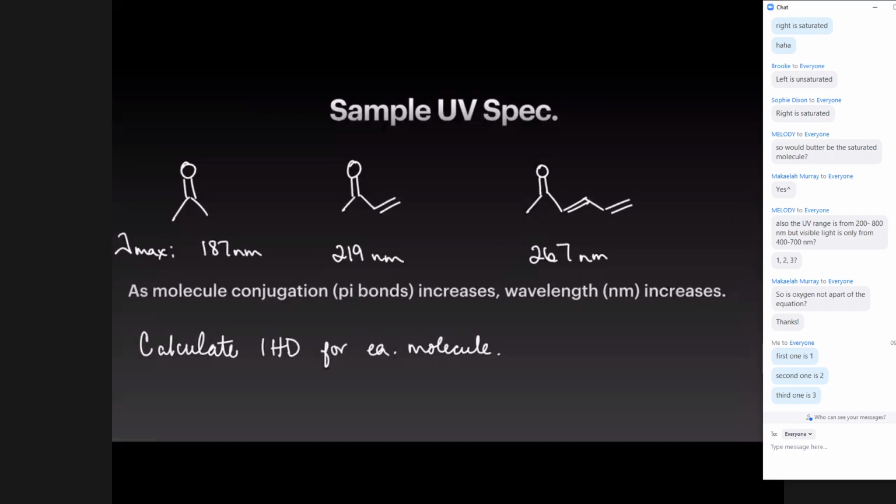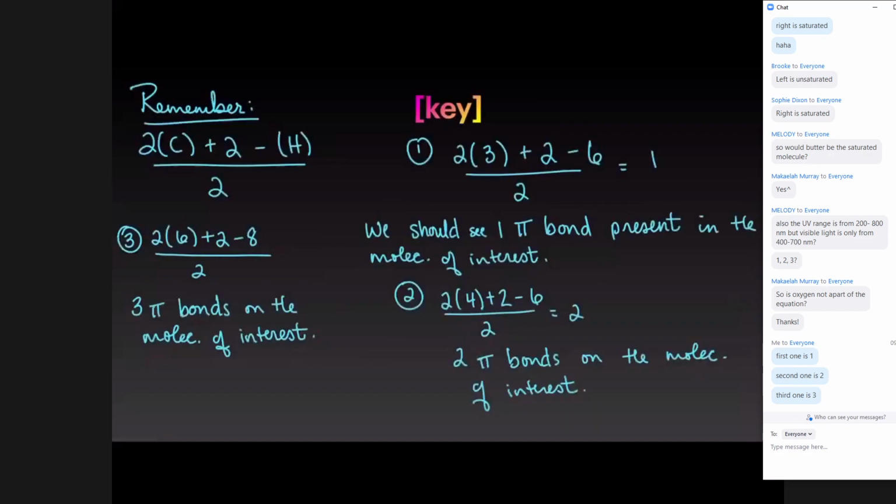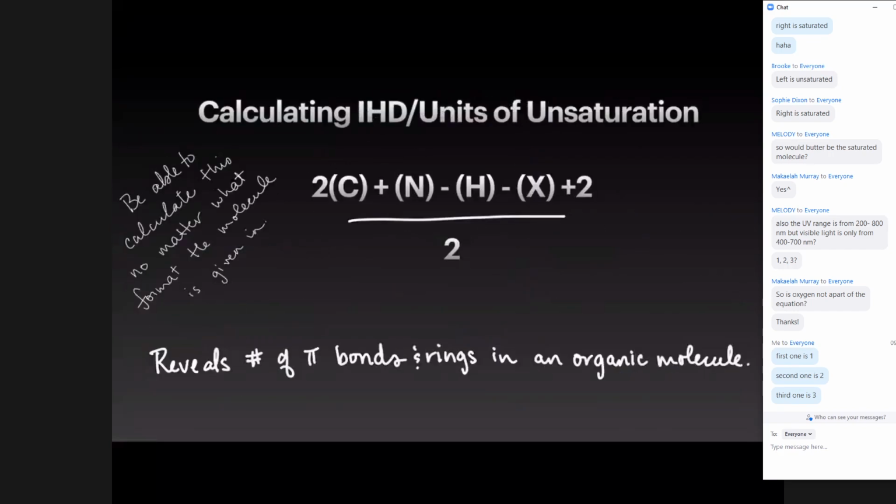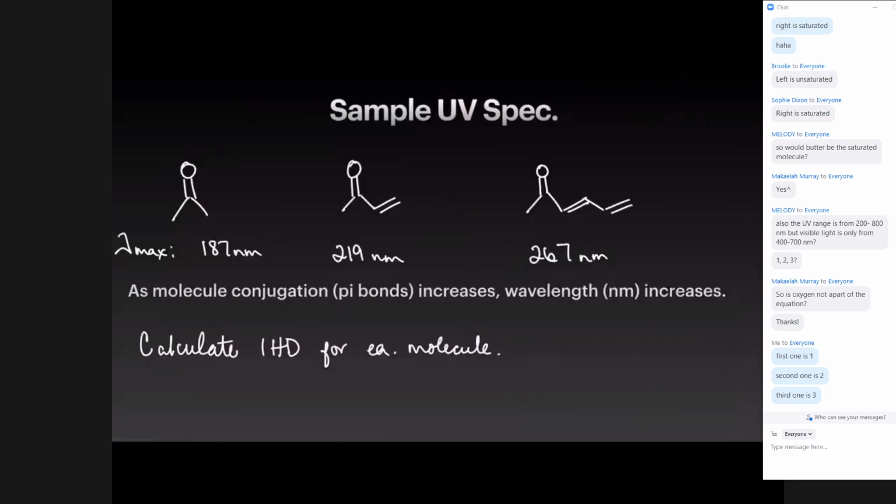Okay, so we will go forward now. Hopefully everybody had a chance to answer those. So, back to our IHD equation. You're going to multiply 2 times the number of carbons, plus the number of nitrogens, minus the number of hydrogens in your molecule, minus any halogens, plus 2, and then divide that all by 2.